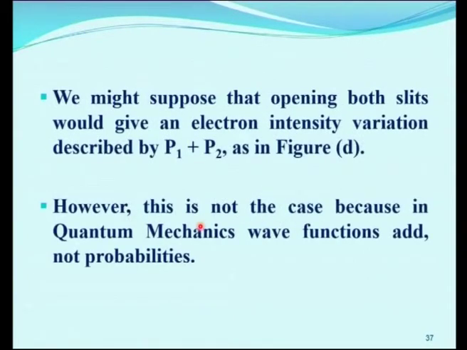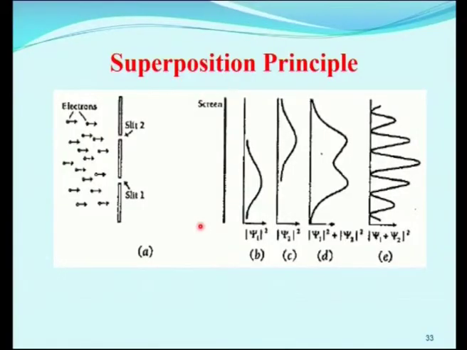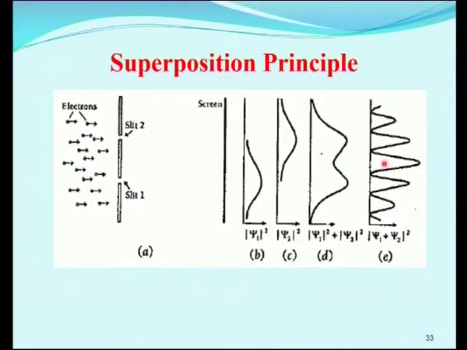We might suppose that opening both the slits would give an electron intensity variation described by P1 plus P2, as we have also seen in figure D. However, this is not the case, because in quantum mechanics only wave functions can be added, but not the probabilities. Instead, we get the result with both the slits open, which we have seen in figure E. It is the same pattern of alternating maxima and minima that occurs when a beam of monoenergetic light passes through the double slit. So, if both the slits are open, we see alternate maxima and minima on the left hand side as well as the right hand side.